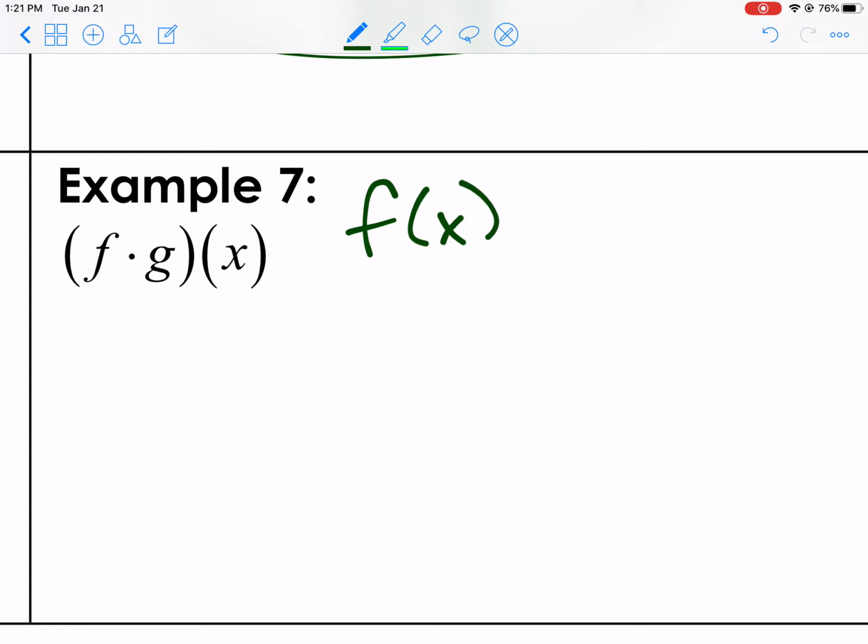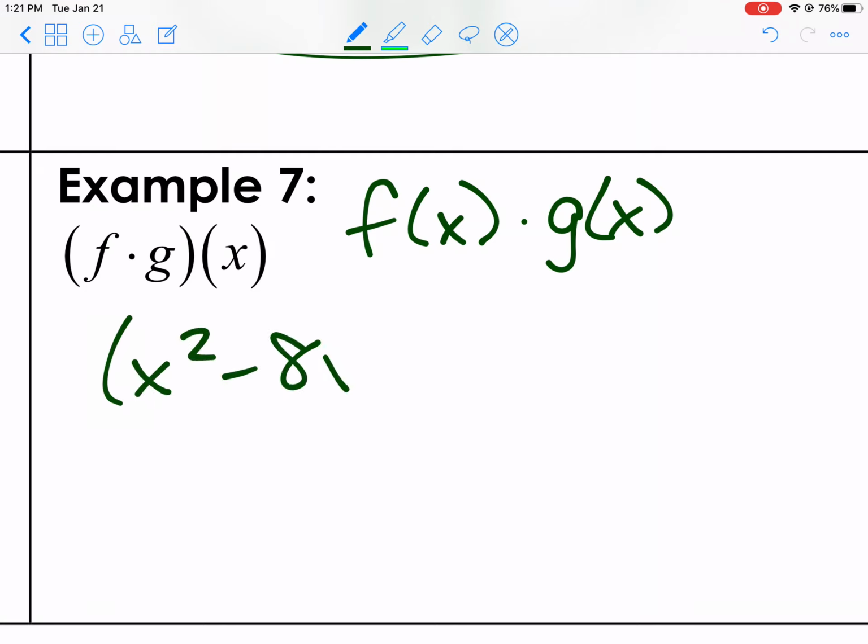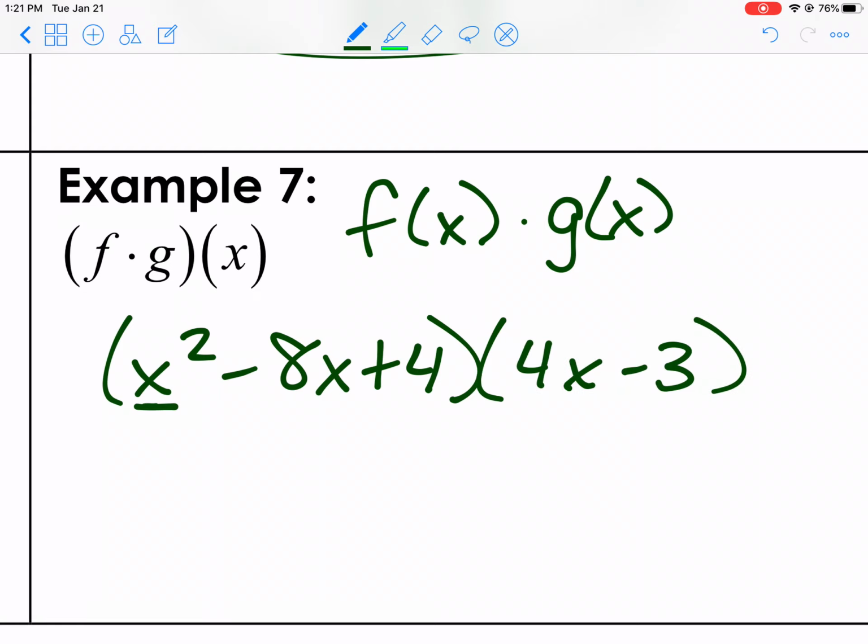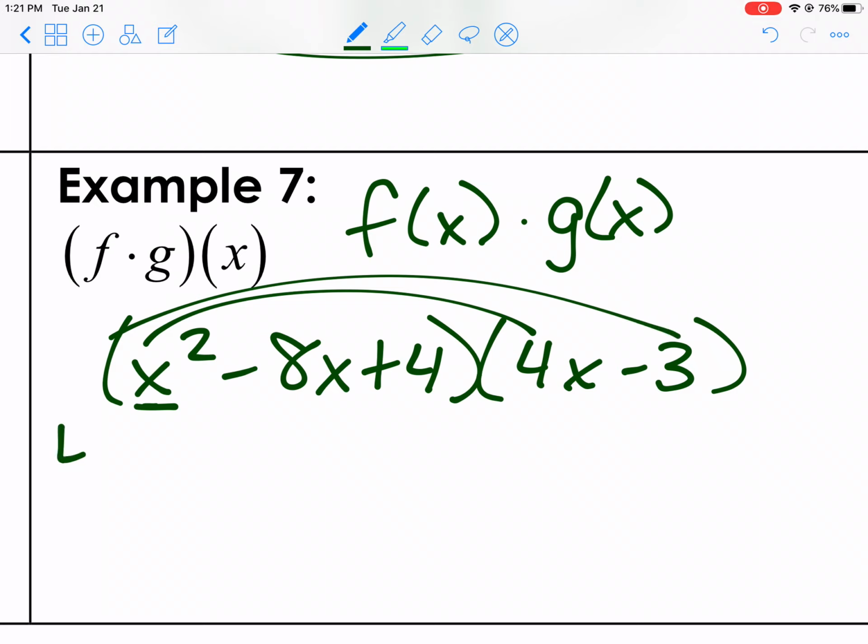All right, one more on this side. F of x times g of x. So f of x is x squared minus 8x plus 4. G of x is 4x minus 3. We're going to take x squared times each of those. So we'll get 4x to the third minus 3x squared.